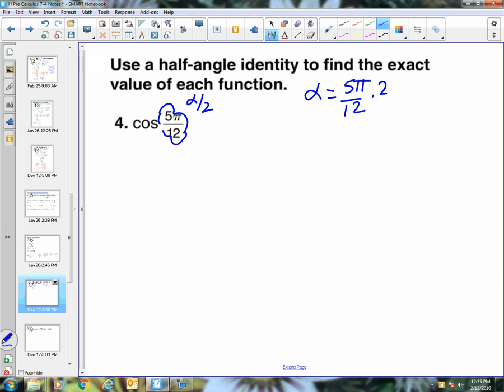We need to double it, or times it by 2, to figure out what alpha is, the angle I can actually use, and that would be 5 pi over 6. For me, this is a lot easier than doing all that other arithmetic. But 5 pi over 6, that's definitely an angle we know. That's the same as 150 degrees, definitely a special value.